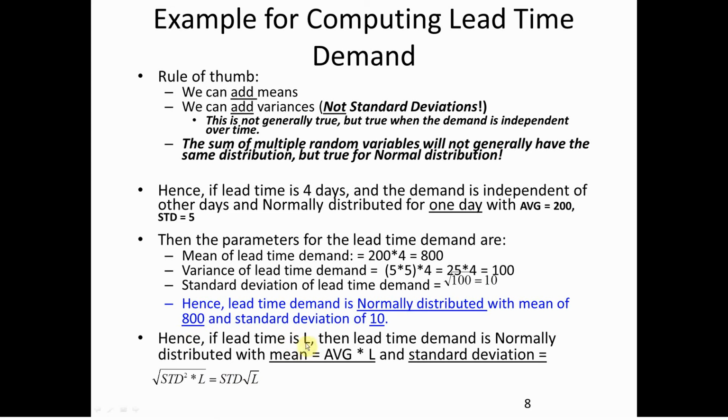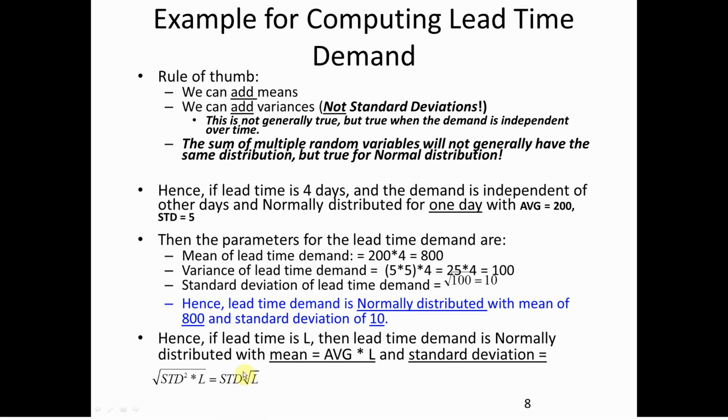So if we look at the lead time L in general, then the demand over the lead time is going to be normally distributed with mean equal to the mean demand times the lead time, and the variance is going to be the sum of all the variances, which is the standard deviation squared over the lead time, so that's going to be L times standard deviation squared. And to get the standard deviation back again, we take the square root of that. Simplifying, it's simply the standard deviation times the square root of the lead time.